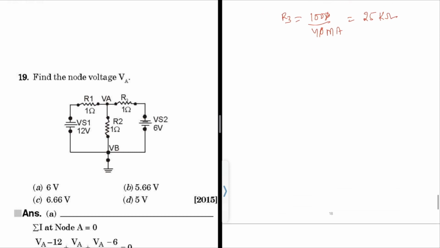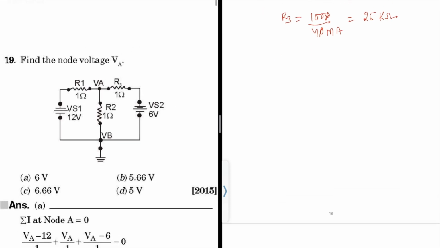Okay. So coming to the 19th question, find the node voltage VA. So they asked for the voltage here. This is simple nodal analysis. So (VA minus 12) by 1 plus VA by 1 plus (VA minus 6) by 1. So 1, 2, 3: 3 VA minus 18 equal to 0. So VA equal to 6 volt.